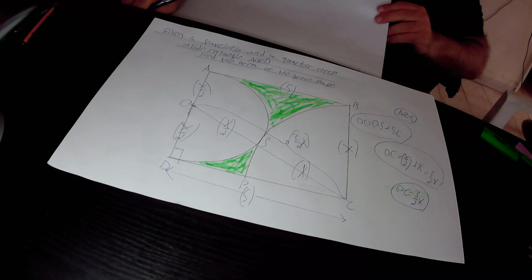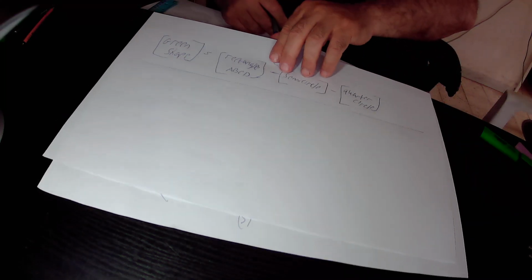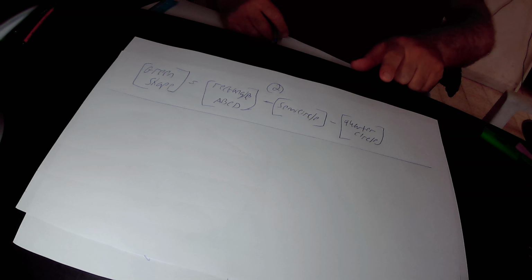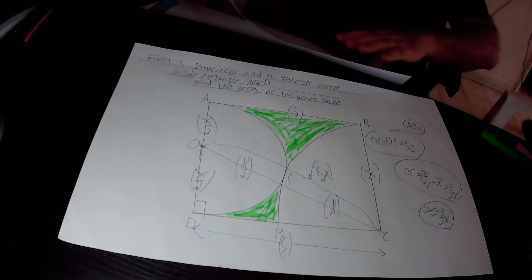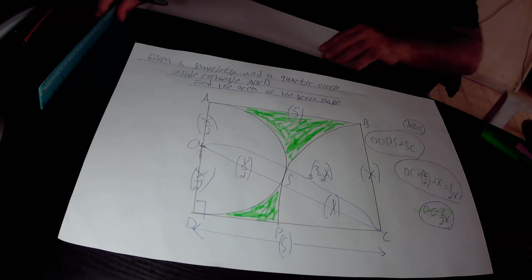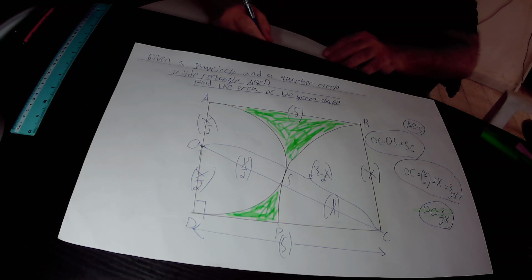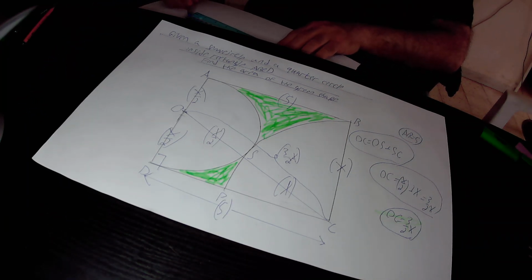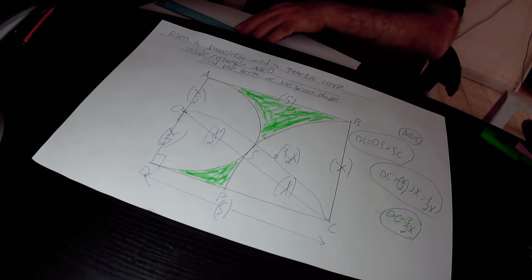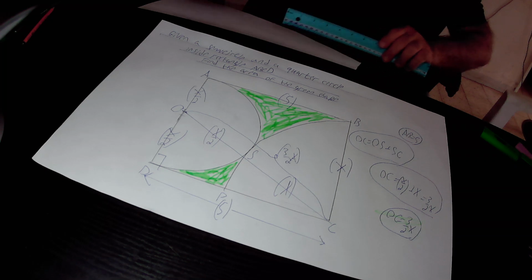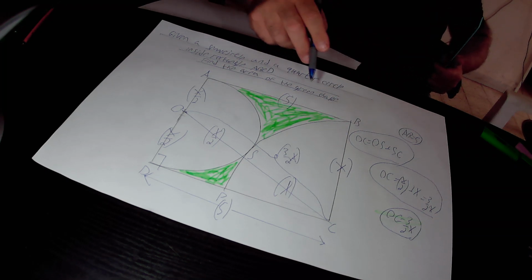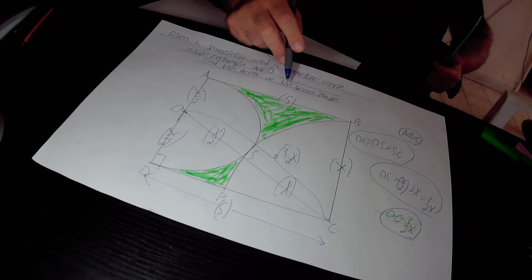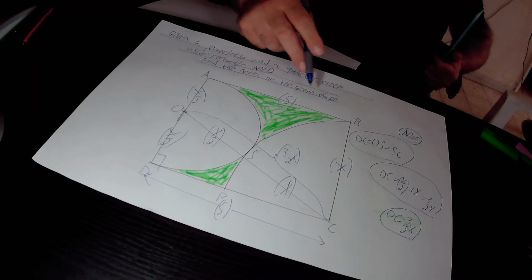So in conclusion, we have found that the area of the green shape equals the area of rectangle ABCD minus the area of the semicircle minus the area of the quarter circle. So the area of the green shape equals the area of rectangle ABCD. What is the area of rectangle ABCD? The area of any rectangle equals the length times the width. The length of this rectangle ABCD is 5, and the width is x. So in total, the area of rectangle ABCD equals 5x.